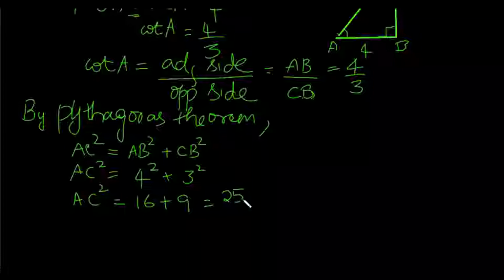Now by transferring the square from the left hand side to the right hand side, it's going to be AC is equal to root 25. Now guys, we know that root 25 is 5, so AC is going to be equal to 5. Let's enter the value in our diagram.